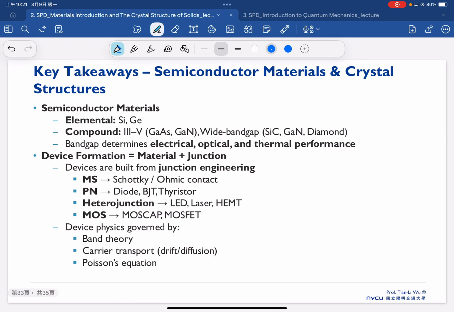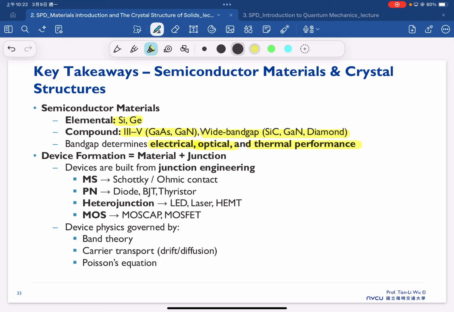Okay, so let's move on to the last one. The main takeaway for this chapter is that we are talking about semiconductor materials and crystal. We talked about the elemental materials, silicon and germanium, and there are compounds which combine two different materials. We also talked about materials that have a large band gap compared to silicon, sometimes called wide band gap. The band gap will determine the electrical, optical, and thermal performance.